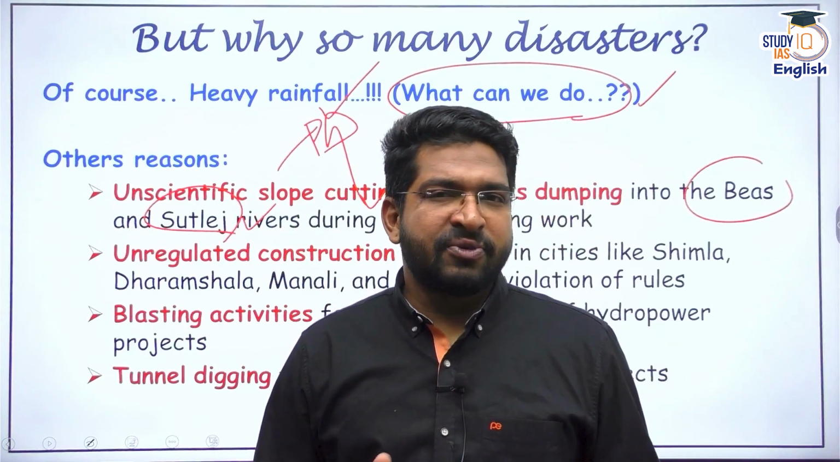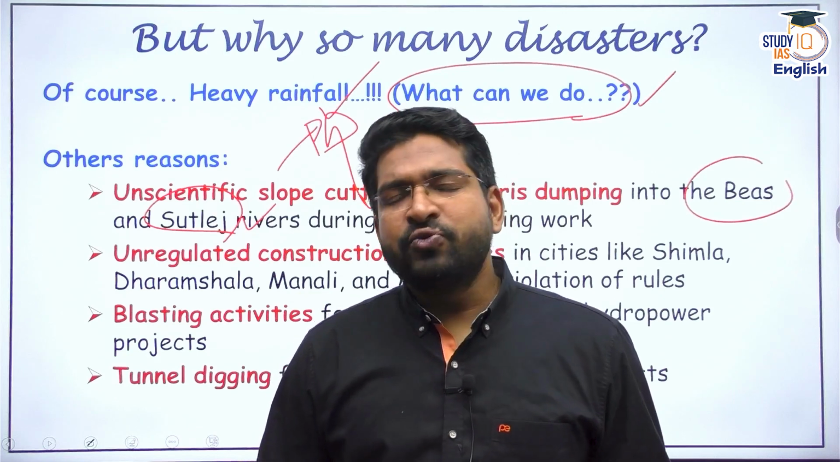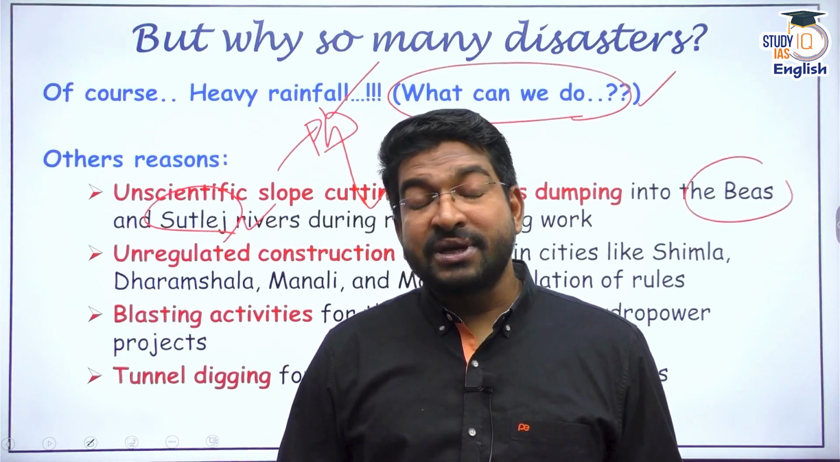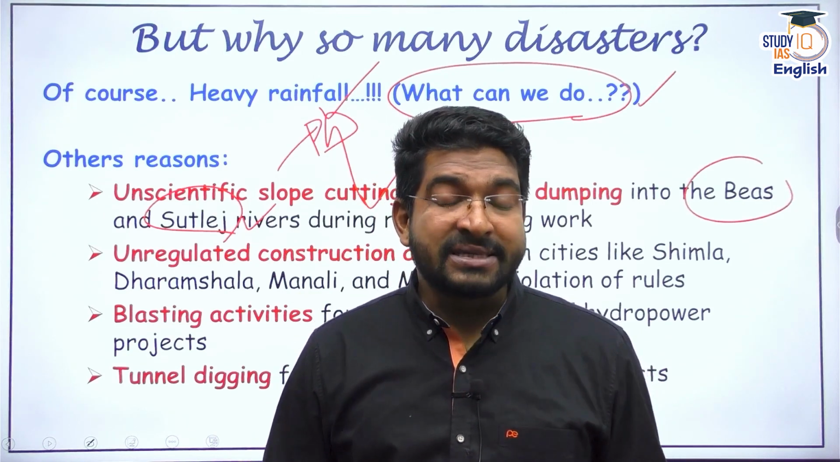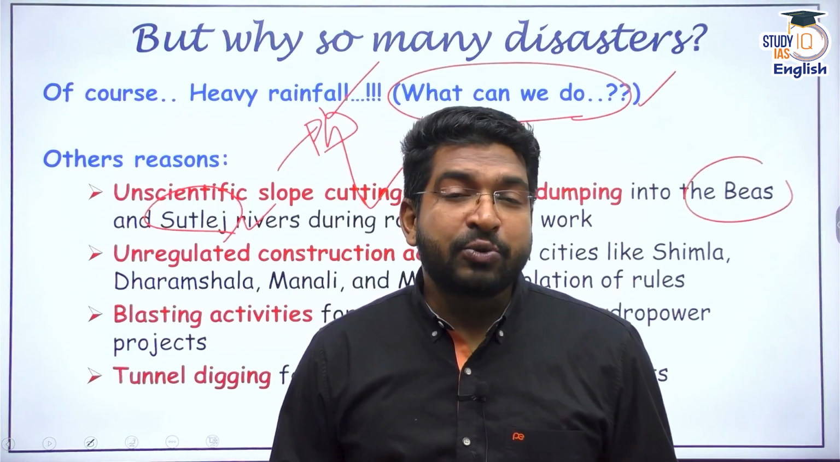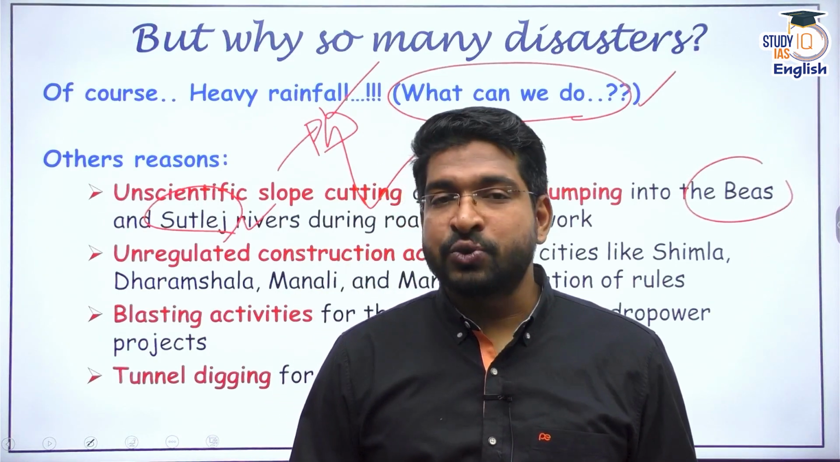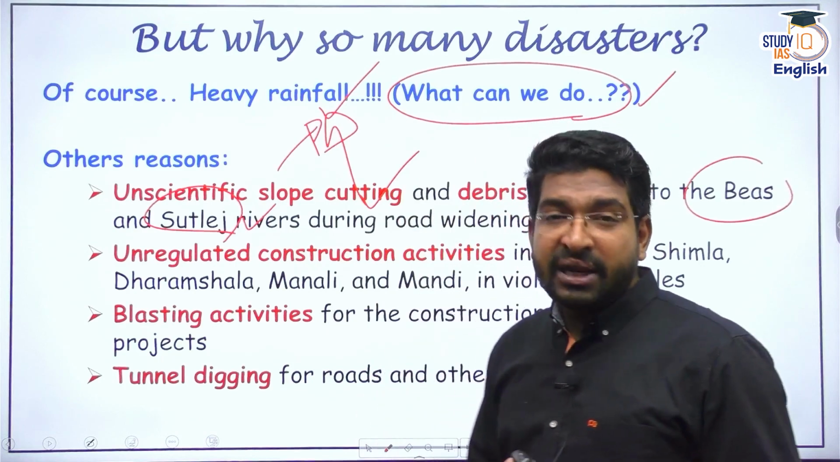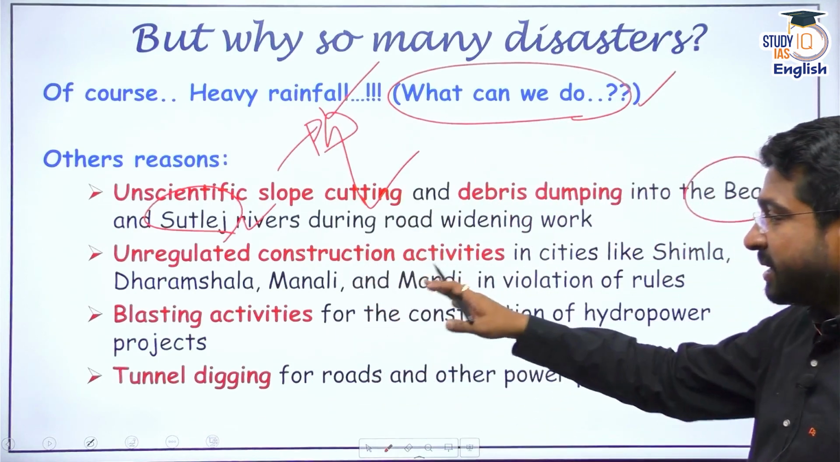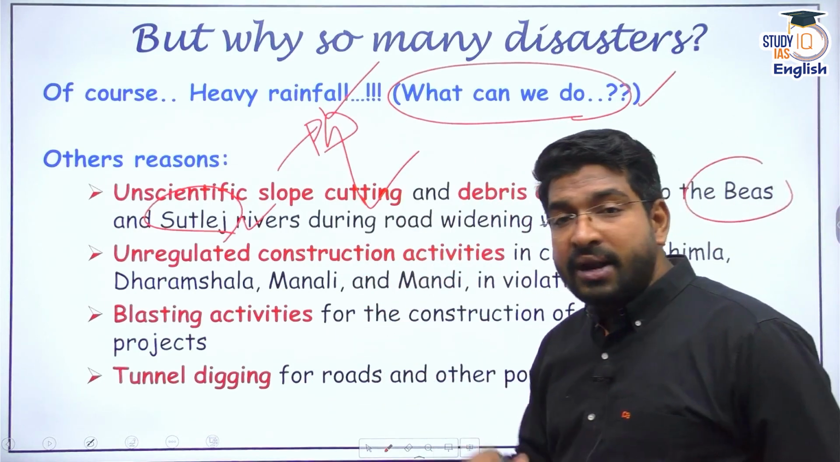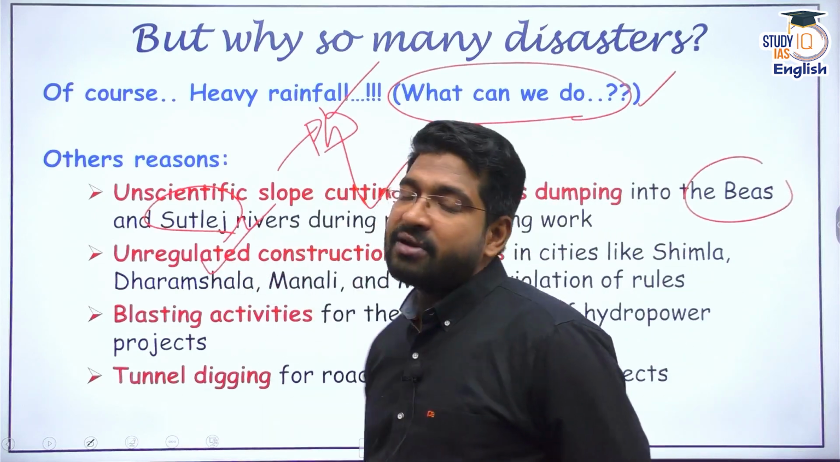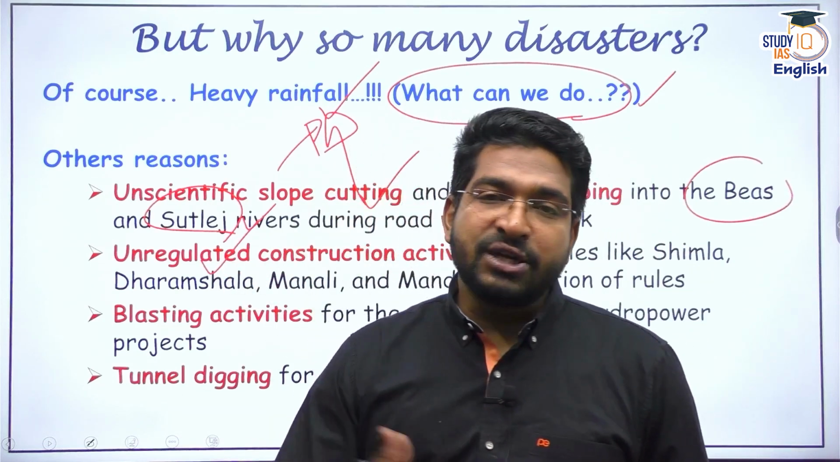Let me talk about some of the examples. One of the rules in these fragile systems, according to the National Green Tribunal, is that the height of the building can only be up to 2.5 stories. This rule is violated in many areas in Himachal Pradesh like Dharmshala, Manali, Mandi. So even now, unregulated construction activities, unregulated construction practices, they continue.